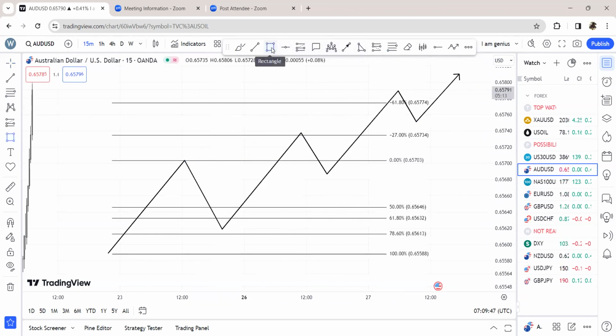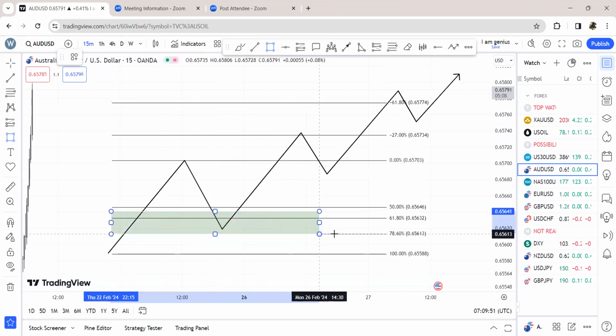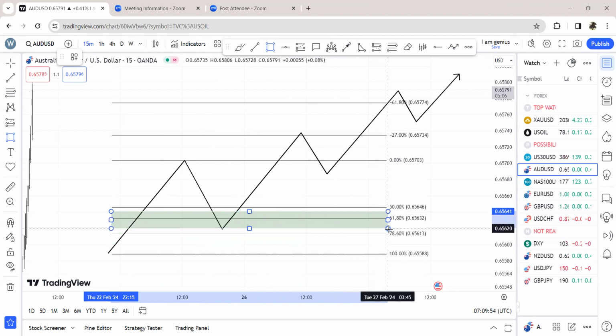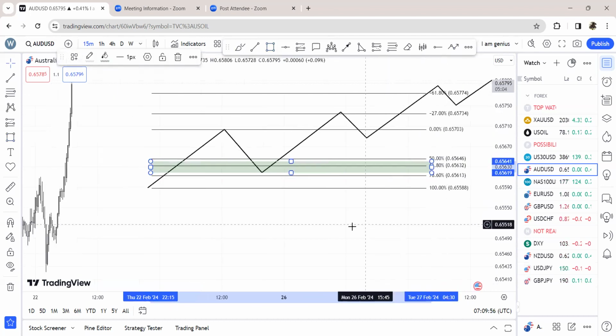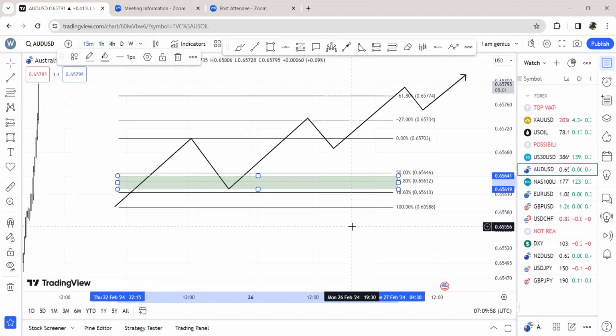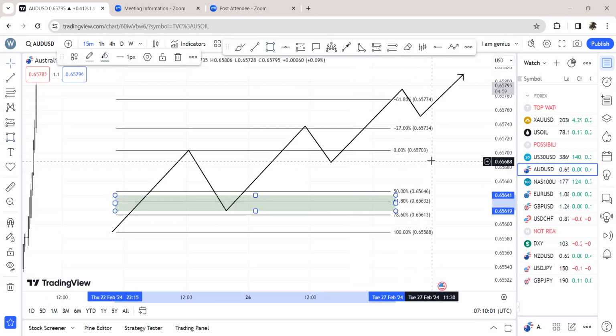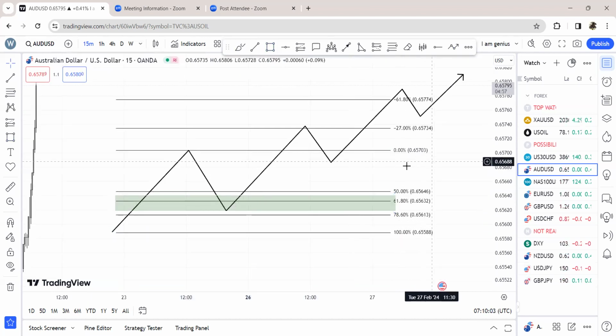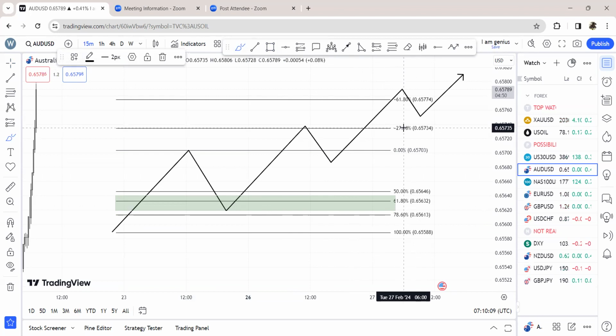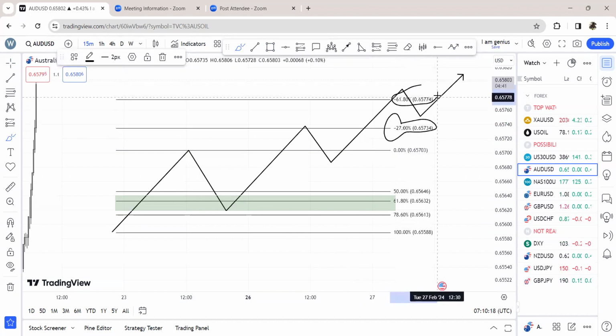So then remember, these are not lines, they're areas. So that's why I always use that rectangle. I have this area here. That's where the market is standing from. So then the extension levels I'm talking about are these ones. This is an extension level. This is an extension level.